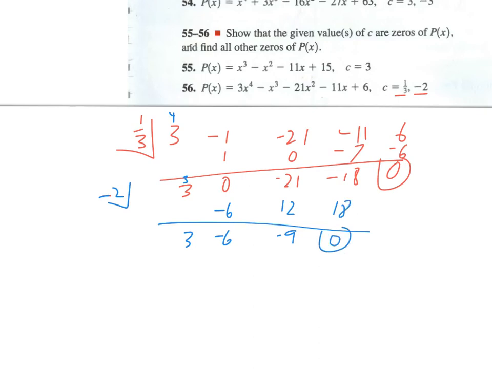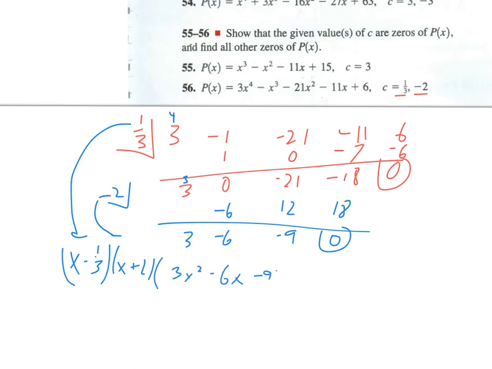And so how I would write this then is, for this one I would write x minus 1/3, and then for this one I would write x plus 2, and then for the leftovers I get 3x squared minus 6x minus 9. Now I noticed that actually we can do a GCF here of a 3, and actually every time this works with a fraction that happens. And so what I always do is I then take that GCF and send it into the fraction.